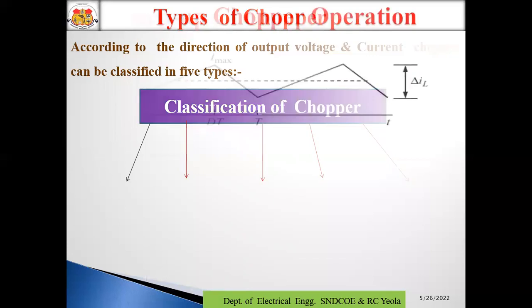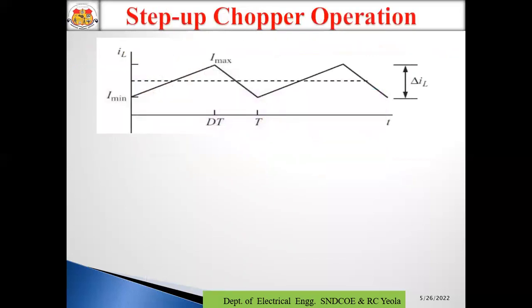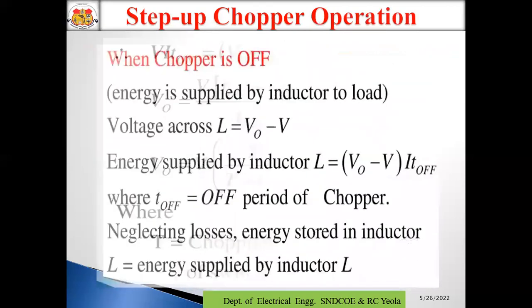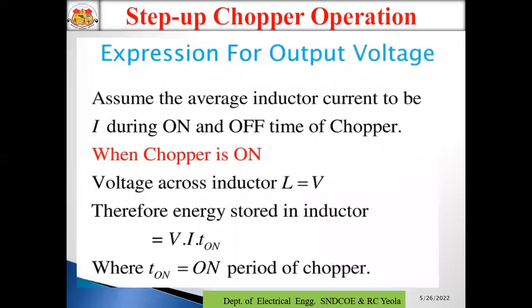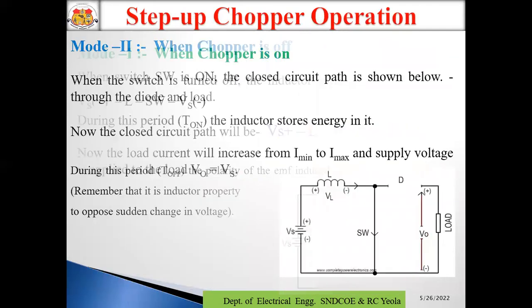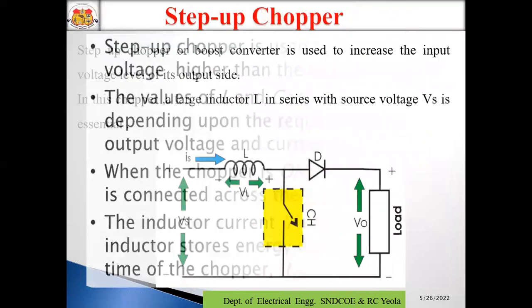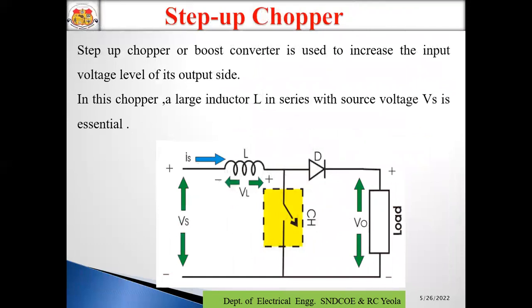Now we can see here the graph of output voltage for the step up chopper operation. In that you can see the current flows from minimum to maximum, and after some time it slowly goes back to the minimum point. These are all about the concept of the step up chopper. Basically, in the step up chopper there are two modes of operation: one is when the chopper is on, and the second is when the chopper is off. So this is all about the concept of the step up chopper.